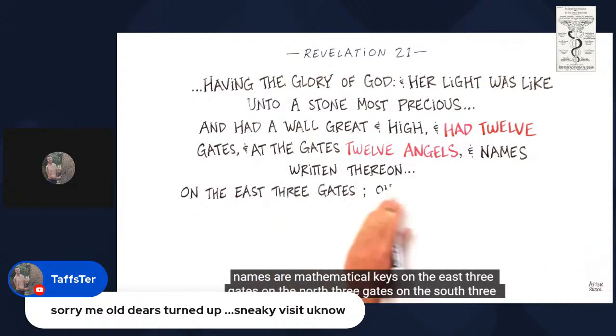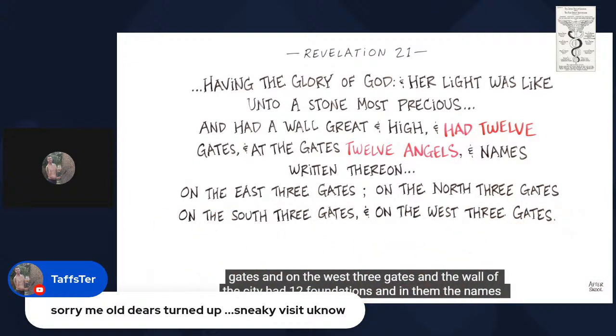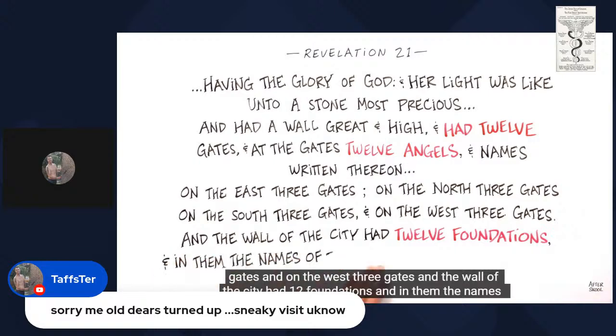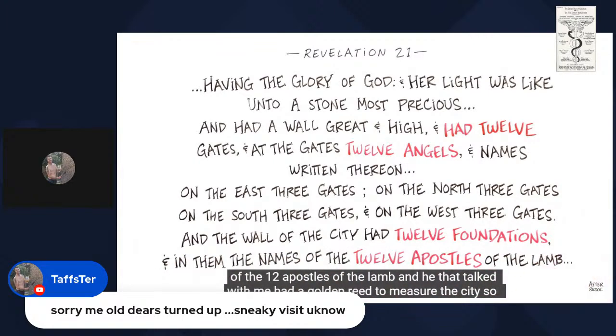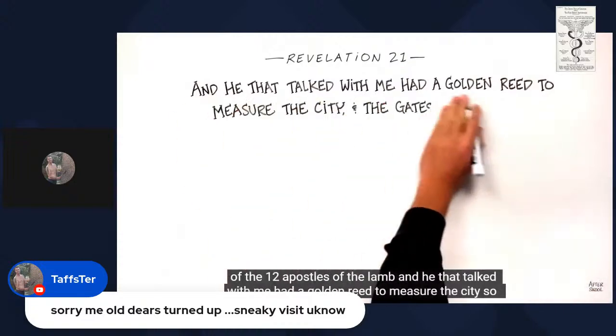On the east 3 gates, on the north 3 gates, on the south 3 gates, and on the west 3 gates. And the wall of the city had 12 foundations, and in them the names of the 12 apostles of the Lamb. And he that talked with me had a golden reed to measure the city.